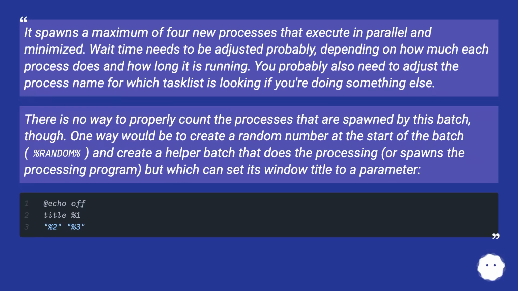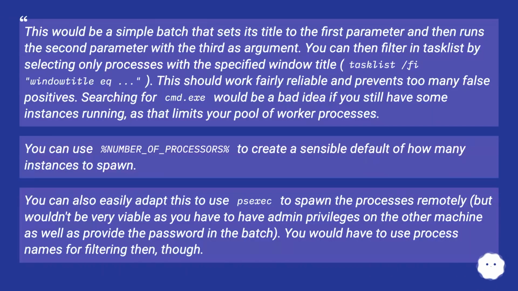There is no way to properly count the processes that are spawned by this batch, though. One way would be to create a random number at the start of the batch, %random%, and create a helper batch that does the processing, or spawns the processing program, but which can set its window title to a parameter. This would be a simple batch that sets its title to the first parameter and then runs the second parameter with the third as argument.